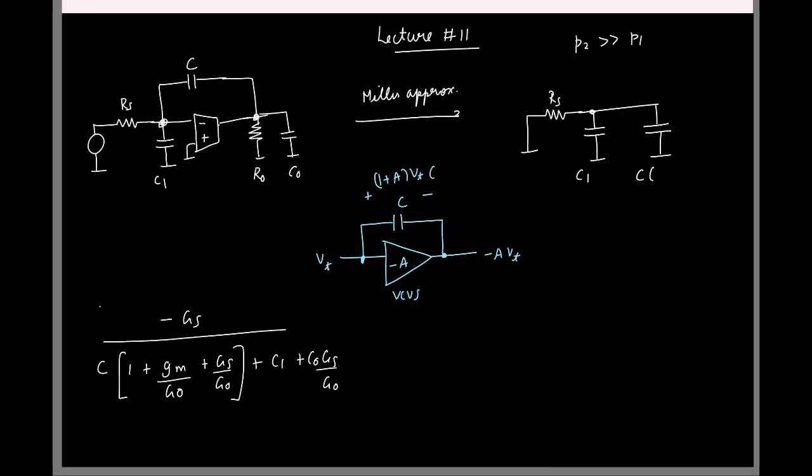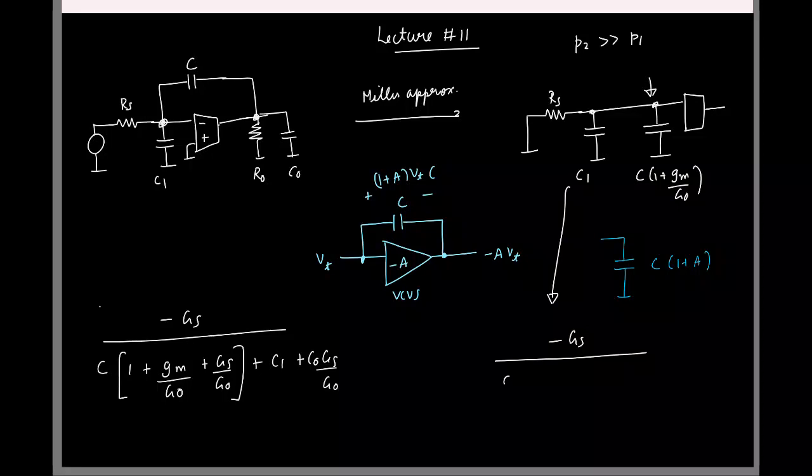So it looks like at the input you have a capacitor. To model the input side, I can replace it with a capacitor which is C into 1 plus A. So what is the capacitance I should have here then? C into 1 plus Gm by G0. Now the input side is decoupled, so you can say what the pole location is at this node. This gives the approximate expression: the conductance is Gs, and the capacitance is C1 plus the Miller multiplied capacitance.